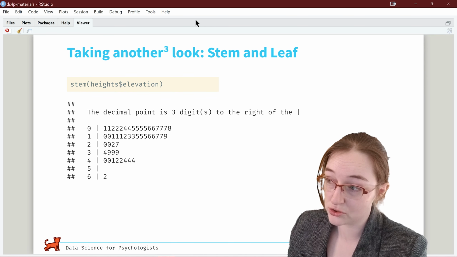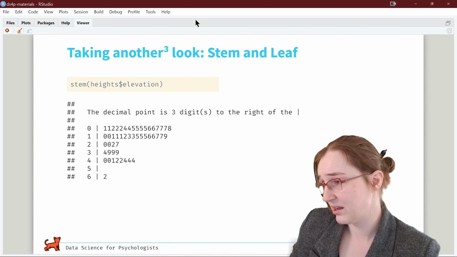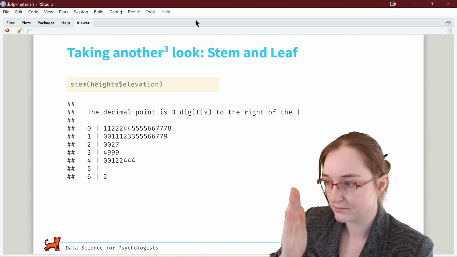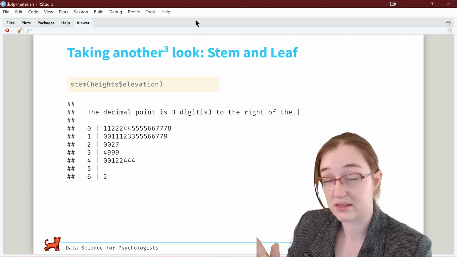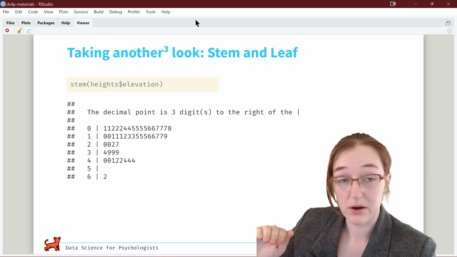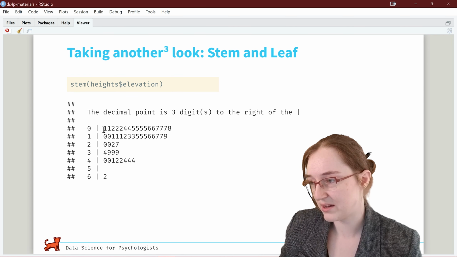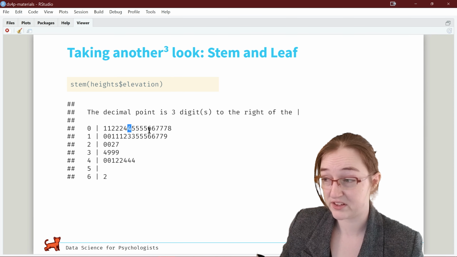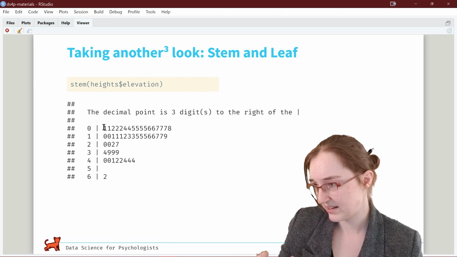So let's take a look using a stem and leaf plot. As we can see here, the decimal point is 3 digits to the right of the bar. So for states, here we're doing it by thousands. For example, the lowest elevations, Delaware and Florida, were in the hundreds, and we also got some in the 200s, some in the 400s, 500s, 600s. But this gives us a way to look at our data and have some sense.